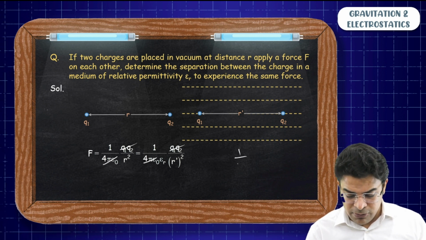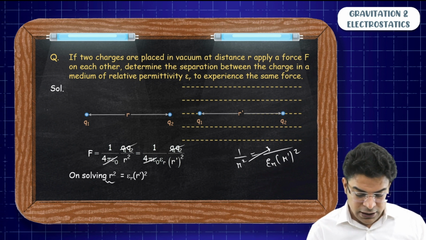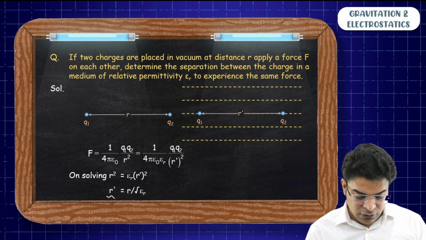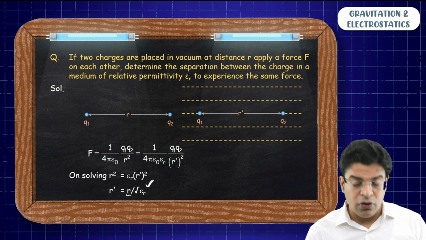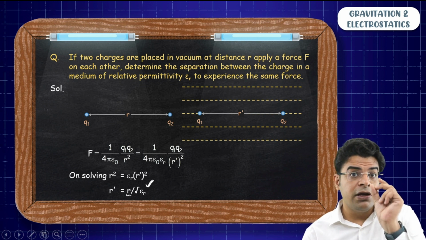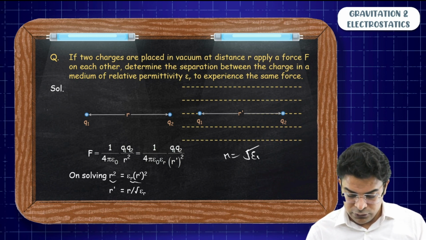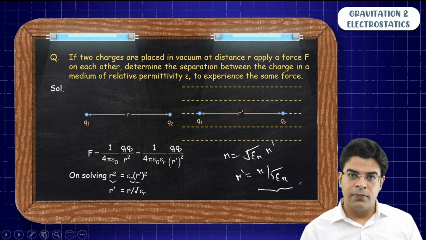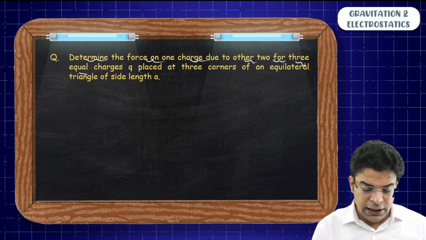So from here you get 1 by r square equals 1 upon εr into r dash whole square. So on solving, you get r square equals εr into r dash square. Taking under root both the sides, you get r equals root εr into r dash. So r dash comes out to be r upon root εr, that is r upon under root of the relative permittivity of the medium. Simple. Let's move on.